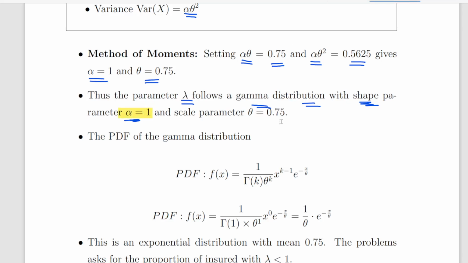So those are two important pieces of information. Now, actually, I just talked about the exponential distribution earlier on. Just keep an eye on this alpha equal to 1. That's going to be an important thing going forward that helps us characterize this problem.